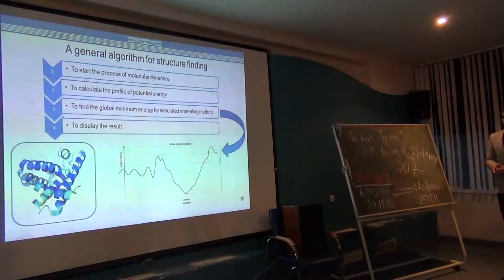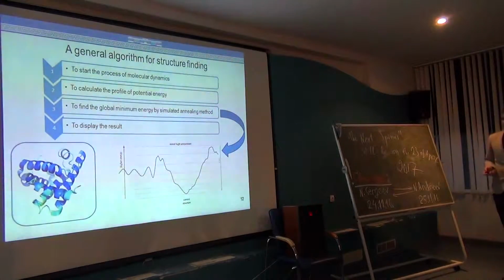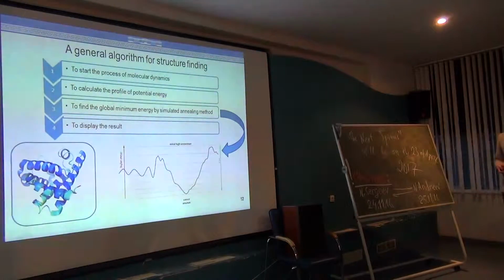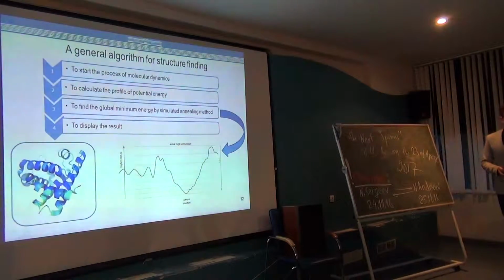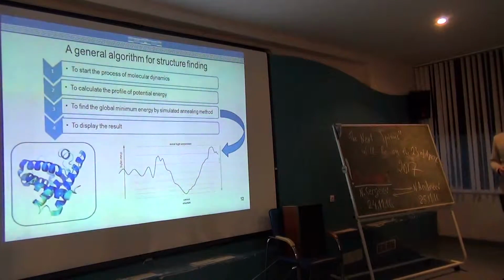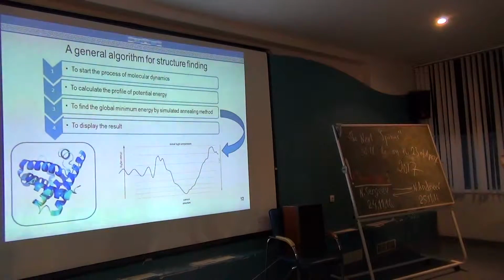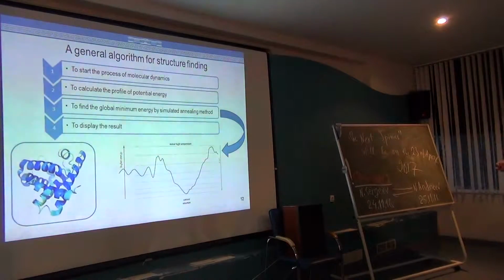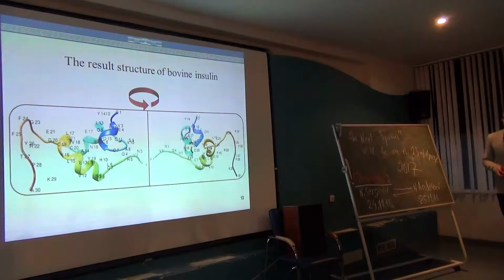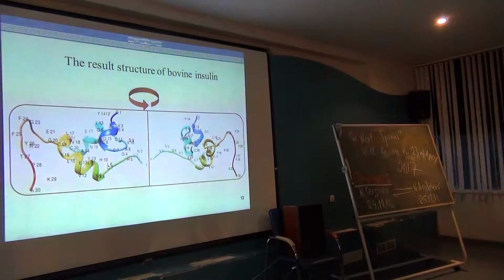We start the process of dynamics, then we calculate a profile of energy, which is quite complicated, has many local minimums and one global minimum. To find the global minimum, many methods exist, but we used a simulated annealing method, which is most useful for proteins. And finally, we obtain a correct structure by using some refinement procedures. So we do this, and we obtain a couple of structures of insulin. But on the slide, you can see the structure with minimal energy.